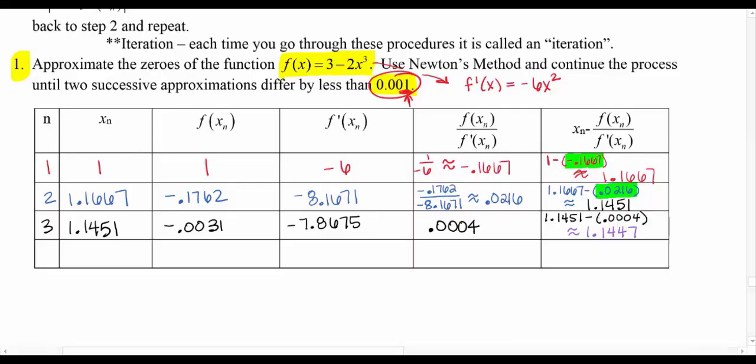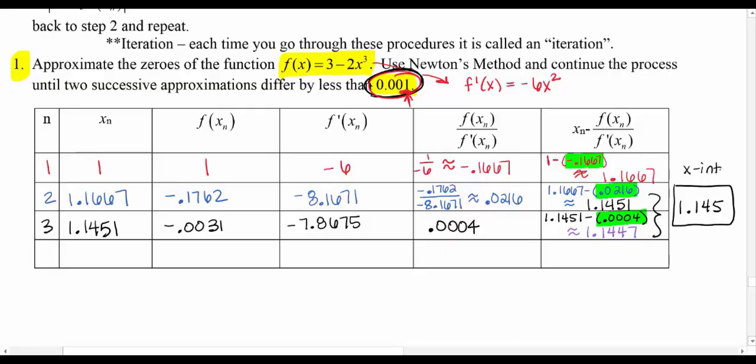But what I want you to notice is, again, this is telling you basically how far off you were from your previous guess. So in other words, if you rounded these to 3 decimals, you would get 1.145 both times. So this is my x-intercept, if you will, rounded to 3 decimals.